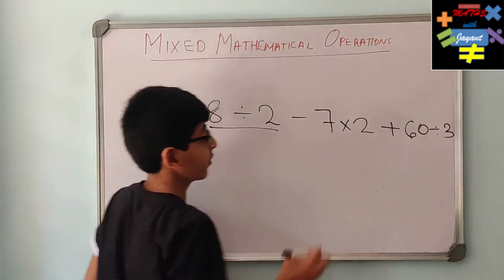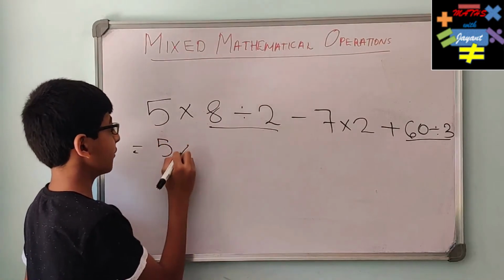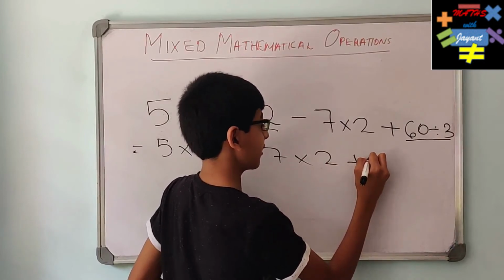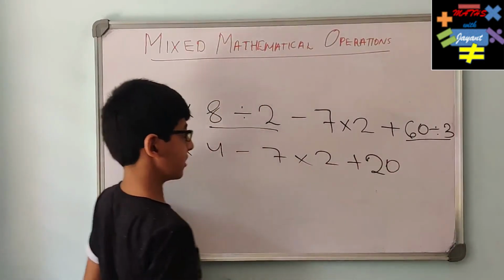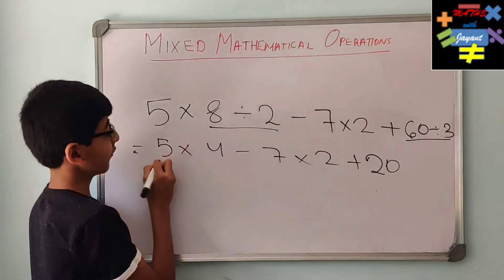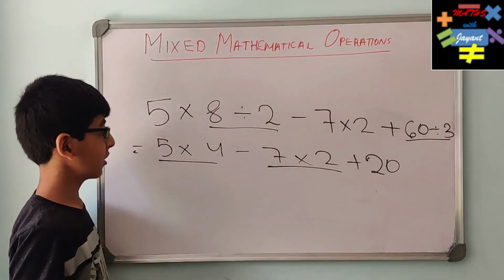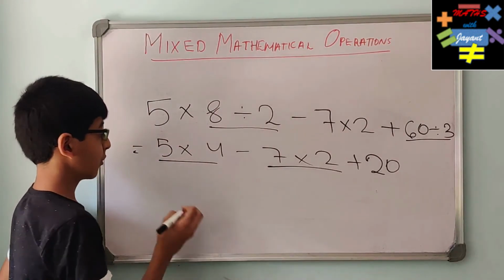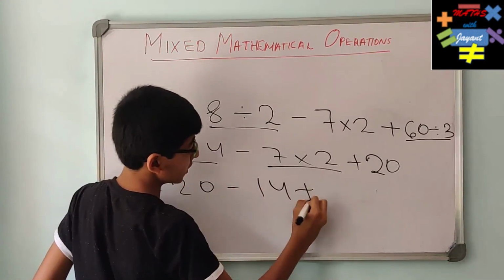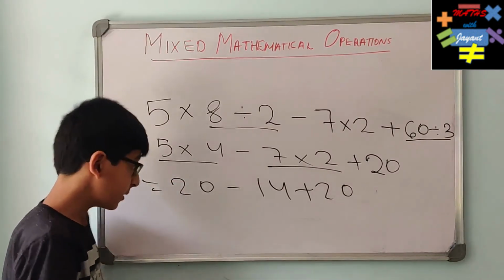And we also observe we have 60 divided by 3. So we have solved both these divisions and this will become 5 into 4 minus 7 into 2 plus 20, since 60 divided by 3 is 20. Now we have to solve multiplication. We have two multiplications, 5 into 4 and 7 into 2. We solve these and we get 5 into 4 as 20, 7 into 2 as 14, plus 20. So 20 minus 14 plus 20.